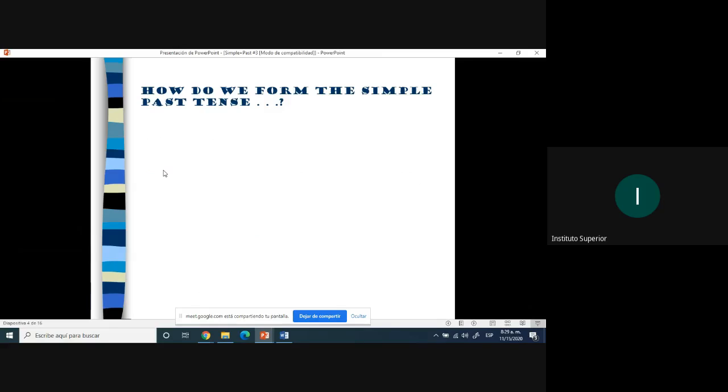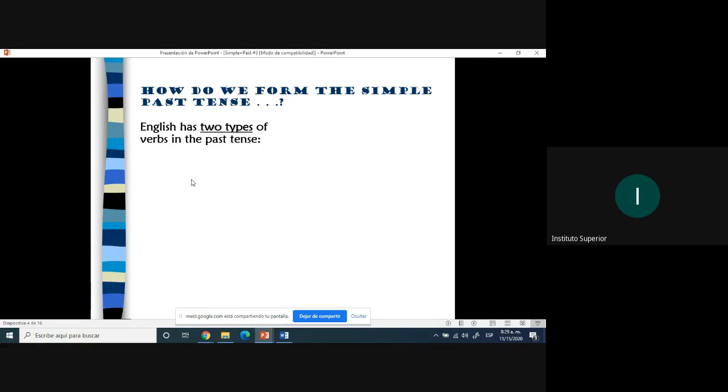Once again, in here it said, how do we form the simple past tense? Someone help me out. Do you have any idea? How do we form the simple past tense, having an idea from some of the examples we already looked at? Tell me, how do we form the simple past tense? Help me out. Don't leave me alone. With the verb in past. The auxiliary, but it is did, for asking questions. Okay, let's look at the example.